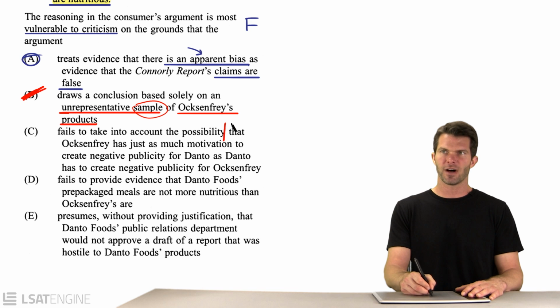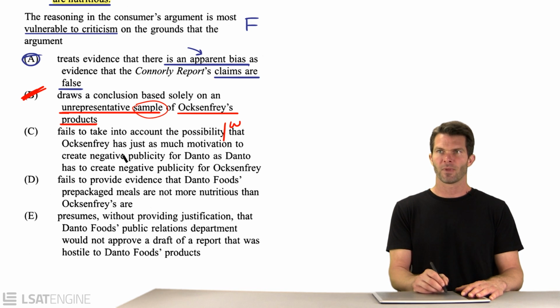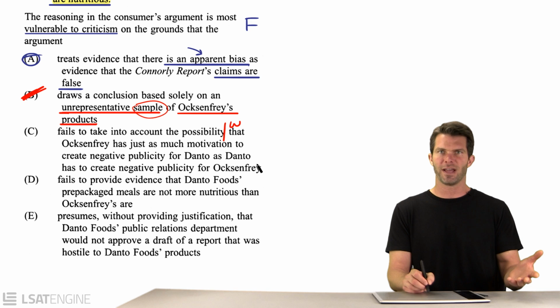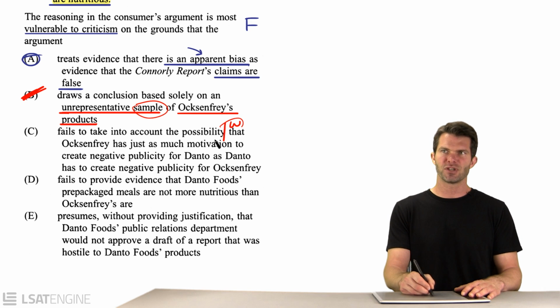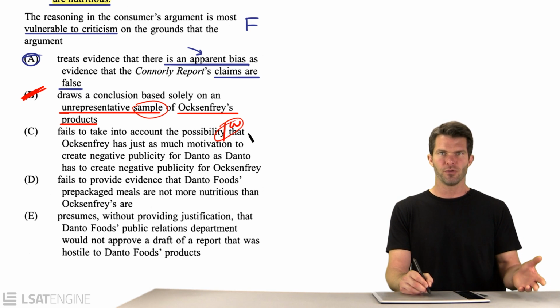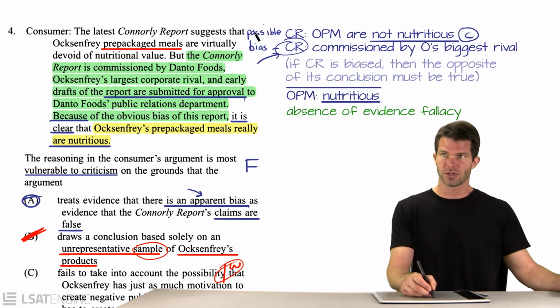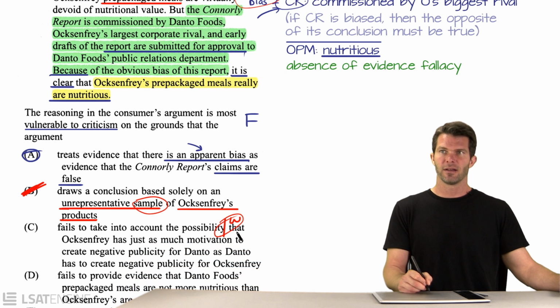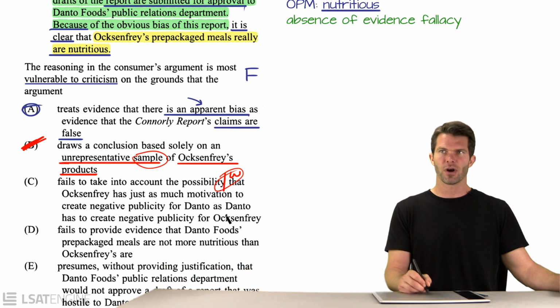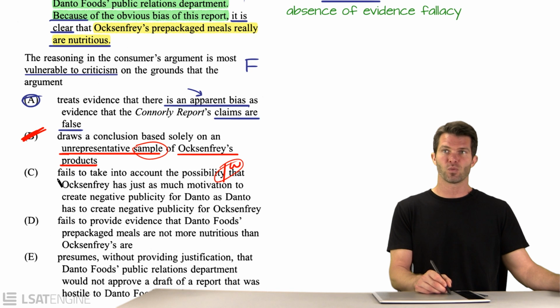"Fails to consider the possibility" is a weakened lead-in. So in order to like whatever follows it, it's got to be damaging. And this says Oxenfree has just as much motivation to create negative publicity for Danto as Danto has for Oxenfree. So they both don't like each other. They're both motivated against each other, but that's not damaging to the argument. We already knew that Danto was the biggest competitor to Oxenfree. We already knew that they had motives against them. We acknowledged the potential bias already. And so answer choice C isn't weakening this argument, and it would have to because it's got this weakened lead-in.